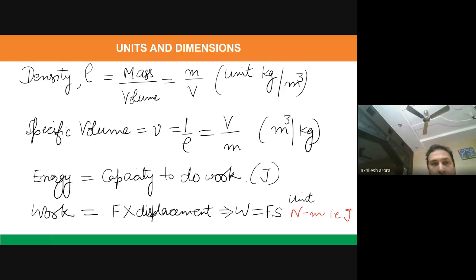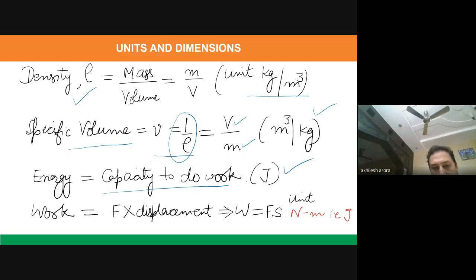Okay, then density, you know, it is equal to mass per unit volume. So unit is kg per meter cube. If I talk about the specific volume, it is 1 by rho, which is equal to the reciprocal of the density. It is equal to V by M. So unit is meter cube per kg. Energy is the capacity to do work, I have already discussed it. Work, you know, is equal to the dot product of force and displacement. Unit is Newton meter. Newton meter stands for joule.